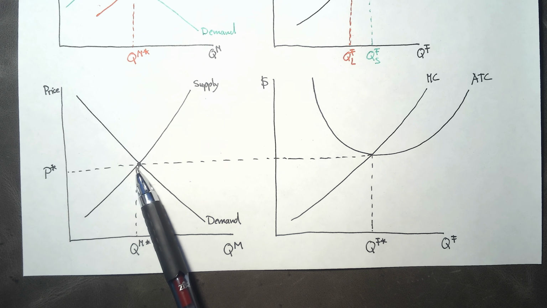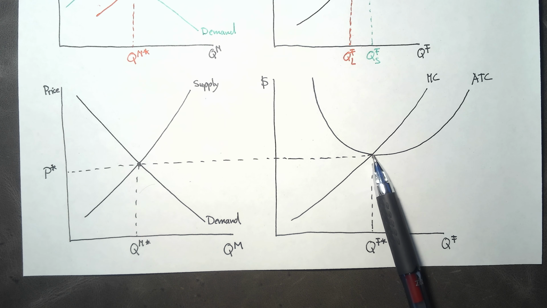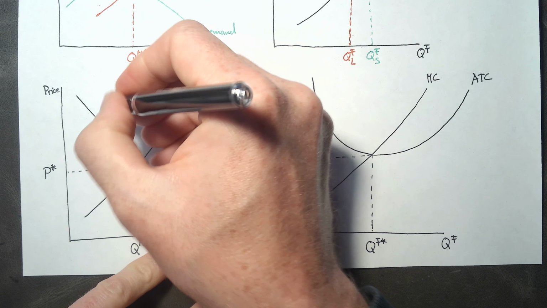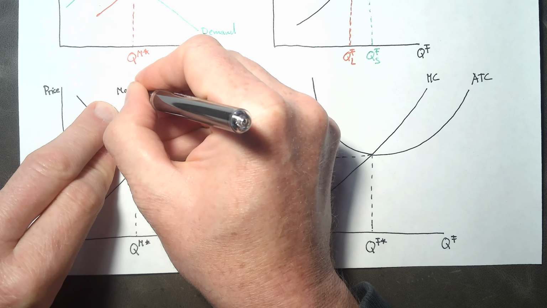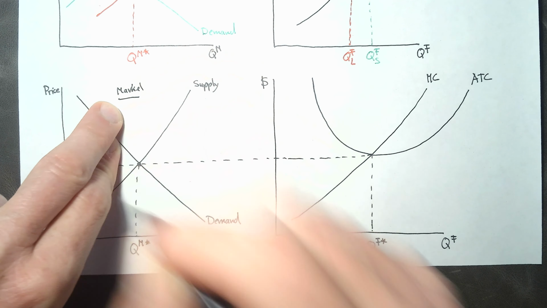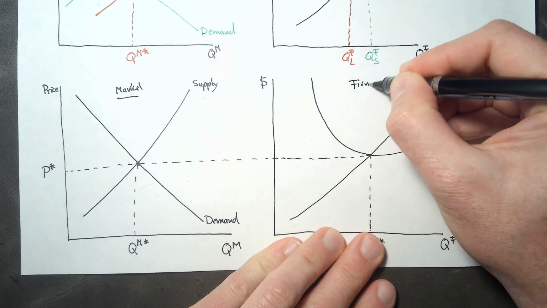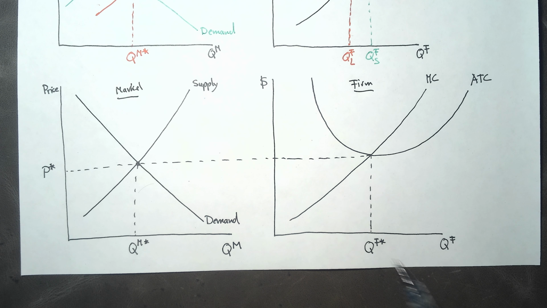And the price is such that it is at the minimum of the average total cost function of a representative firm. So remember that here on the left-hand side, we have the market, and on the right-hand side, we have the representative firm. Okay, so keep in mind that there are many firms like this in the market, and this is simply one representative firm.